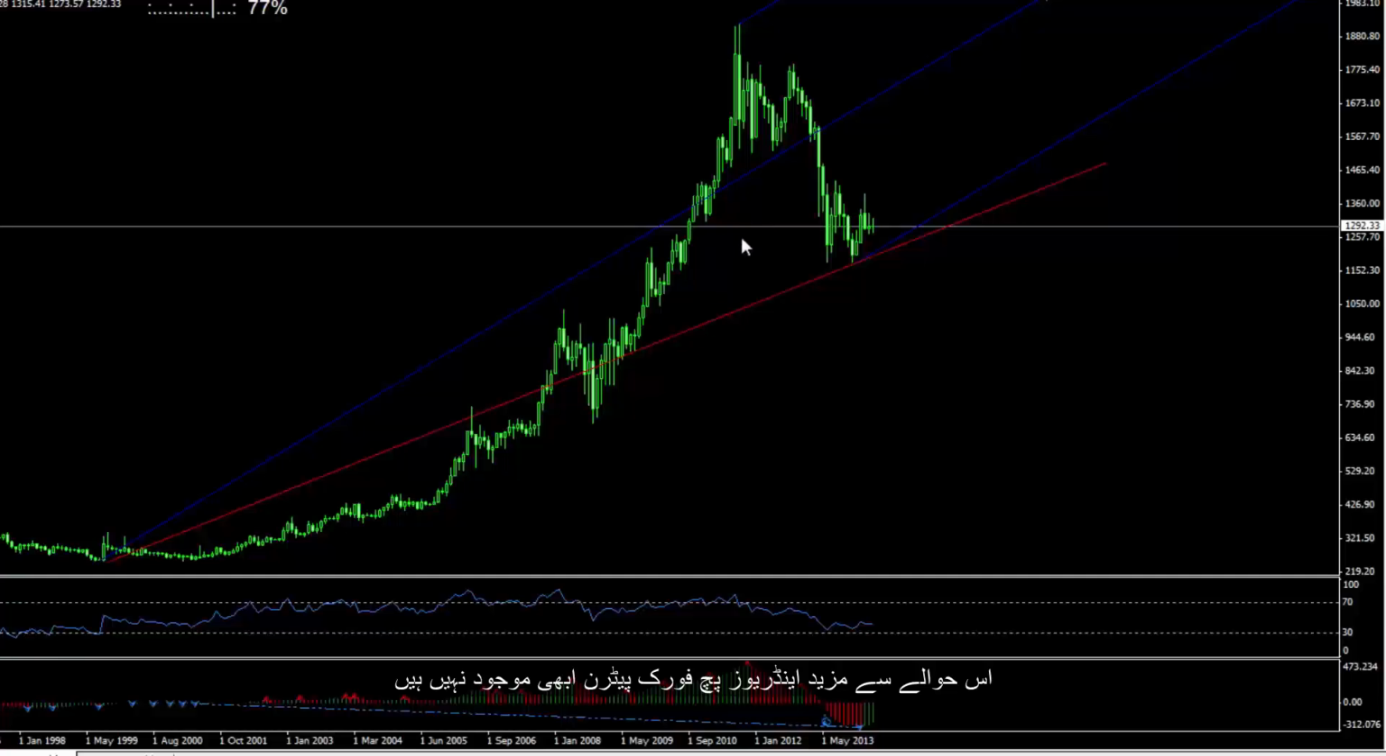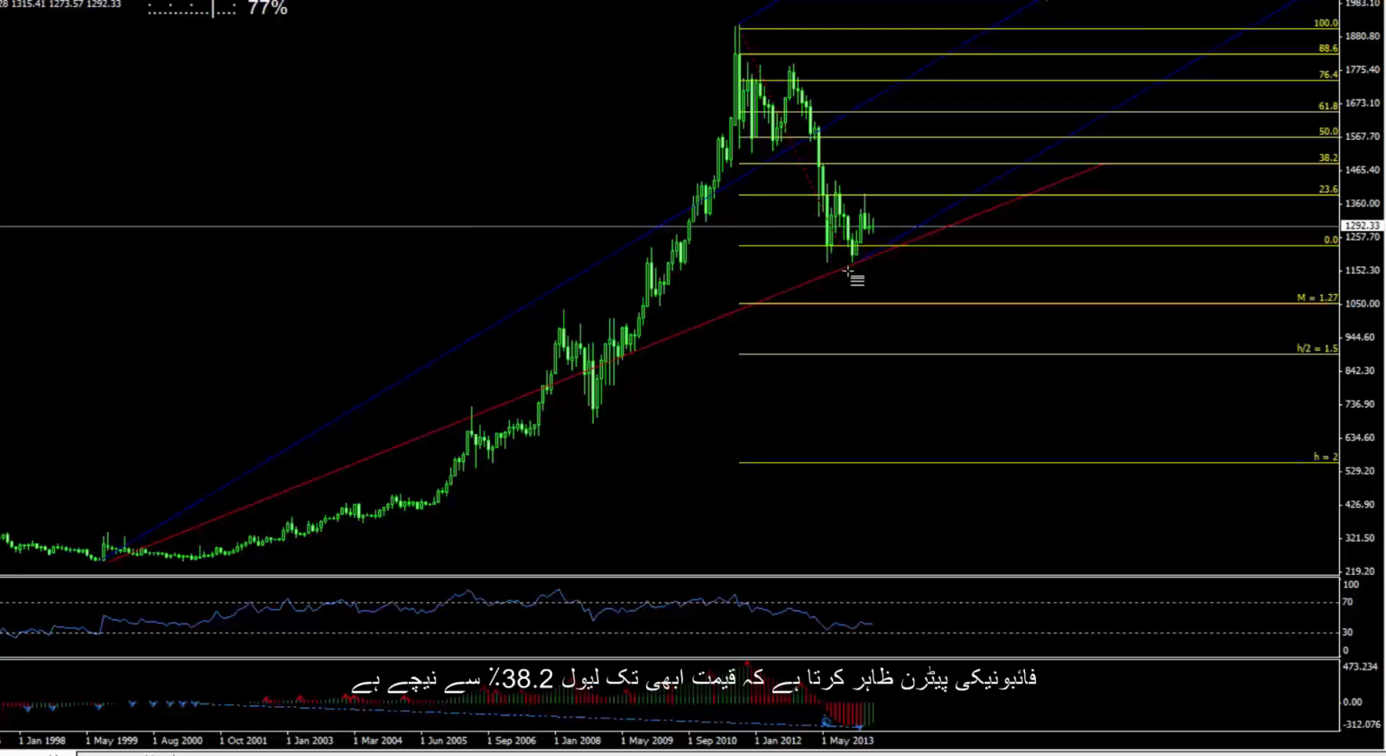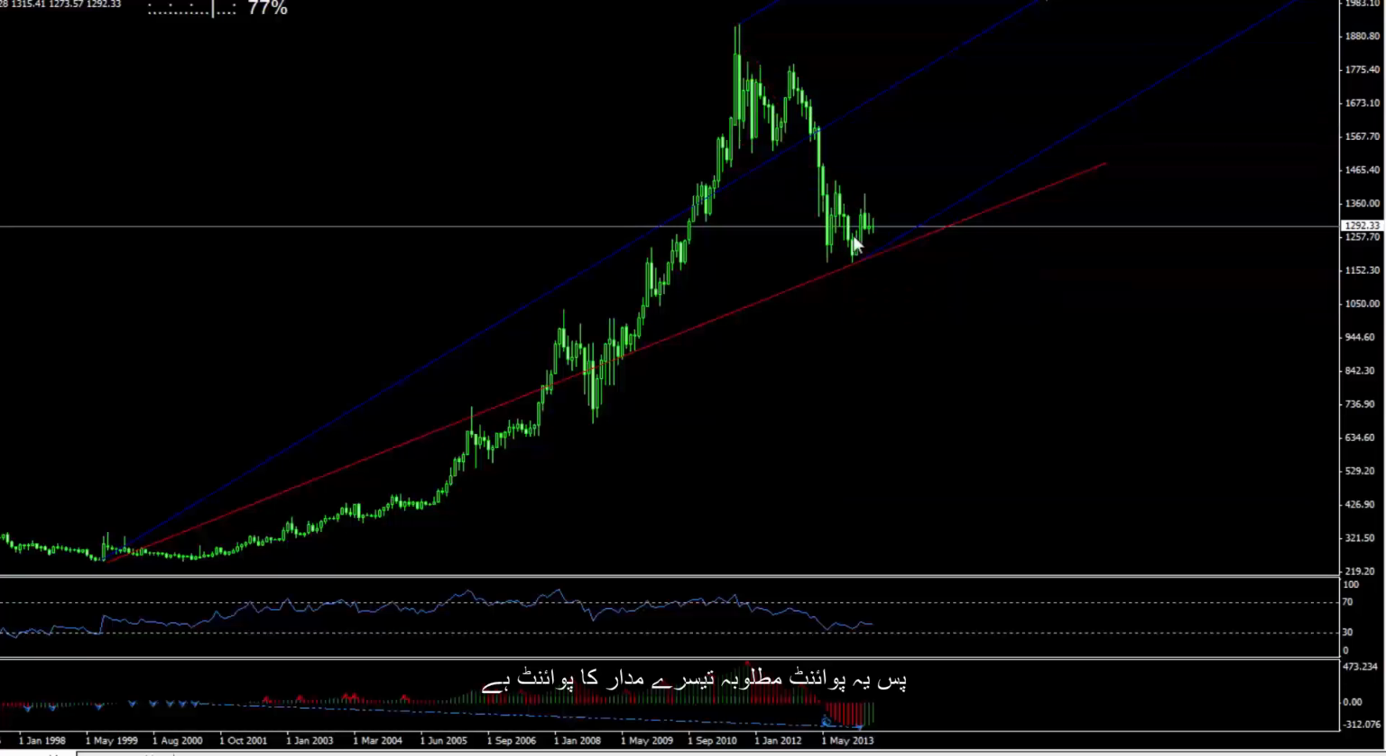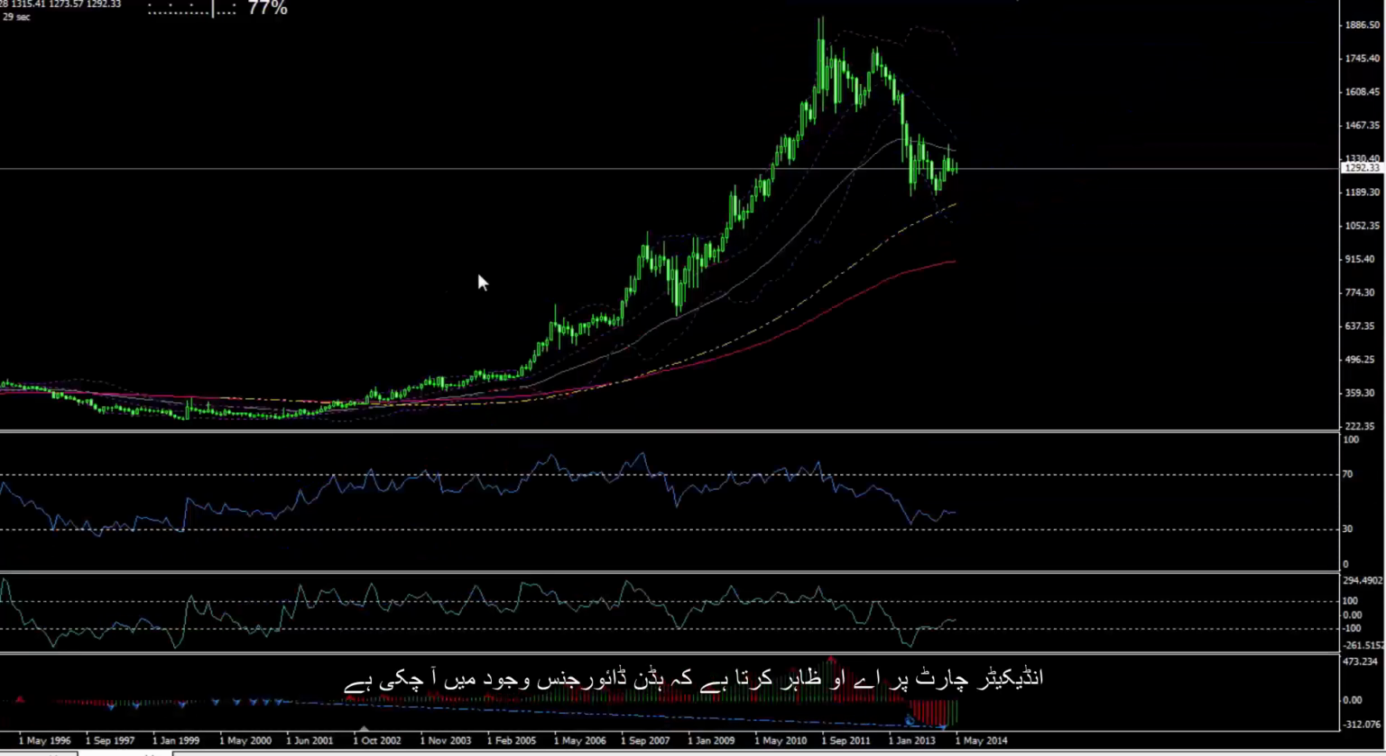There are no more Andrew's pitchfork patterns yet. A Fibonacci pattern shows the price is still under the level 38.2%. Thus, this point would be the desired third pivot point. On an indicator chart, AO shows that a hidden divergence is formed.